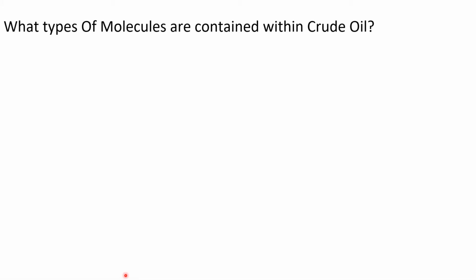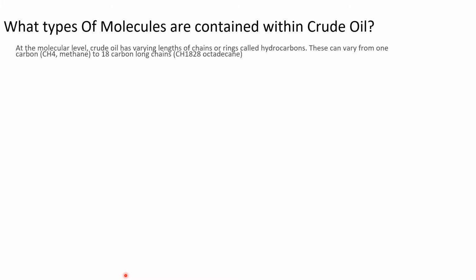What types of molecules are contained within crude oil? At the molecular level, crude oil has varying lengths of chains or rings called hydrocarbons. These can vary from 1 carbon, CH4, called methane, to longer chains like octadecane with 18 carbons.